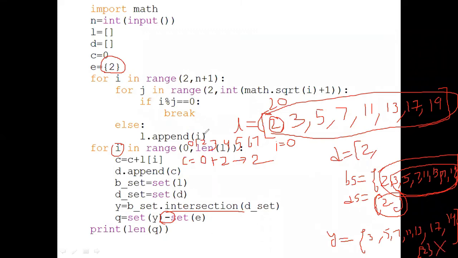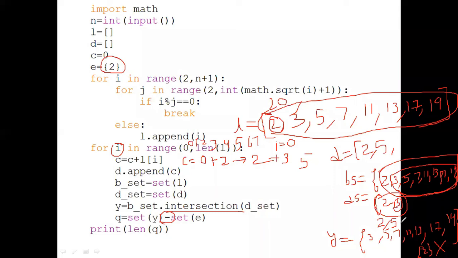Okay, in the next iteration, we move to the next I. Now it is 3. Again, you find C equals C plus L of I. That means now 2 plus 3, 5. Now you append this 5 here. So D set is 2, comma 5. After that, Y equals the B set, that means 2, 3, 5, 7, intersected with the D set, that means 2, comma 5. So the intersection is now 2, comma 5. So 2, comma 5 is the answer here.